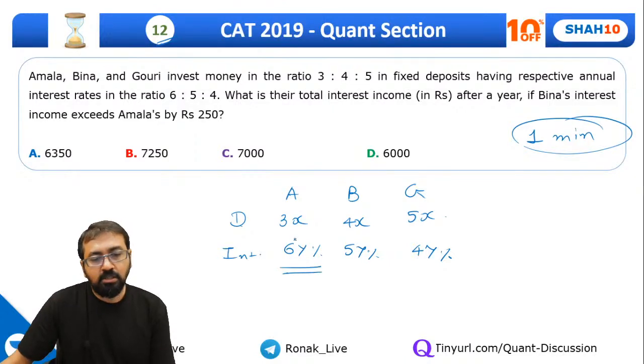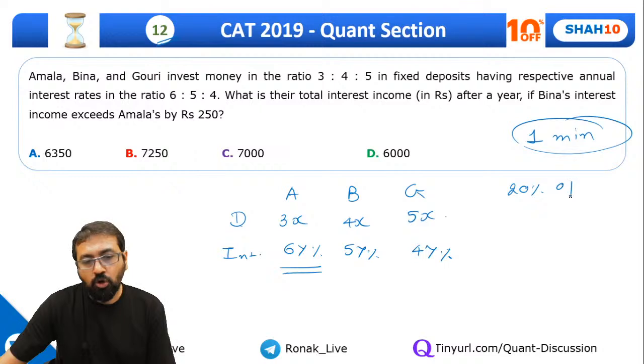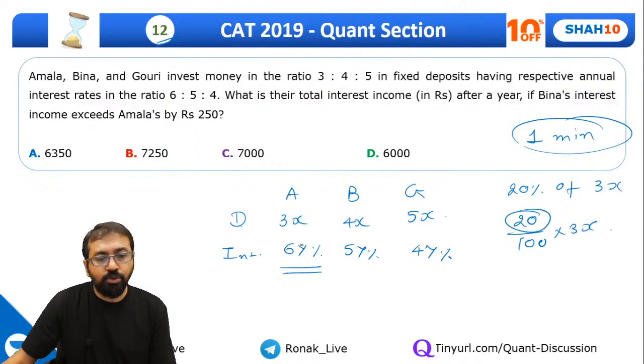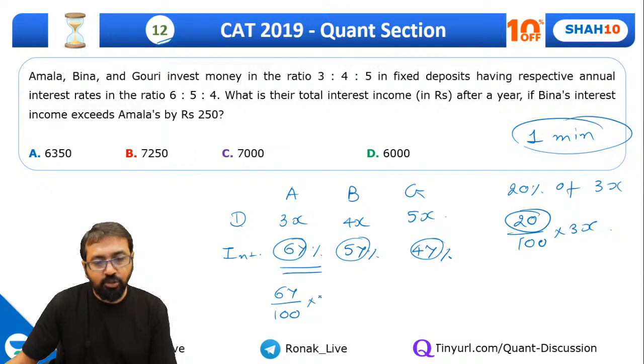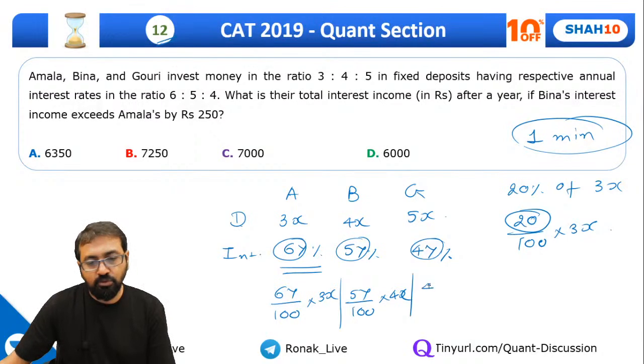See, had this been 20%, how do you calculate 20% of 3x? It will be 20 upon 100 into 3x. So same way, instead of 20 you need to assume 6y, instead of 20 you need to take 5y, 4y. So what will be the interest over here? 6y divided by 100 into 3x. Same way, this will come out to be 5y divided by 100 into 4x. This will come out to be 4y divided by 100 into 5x.